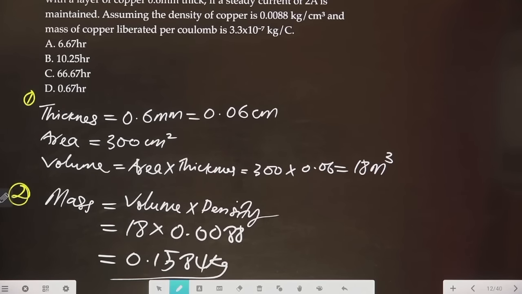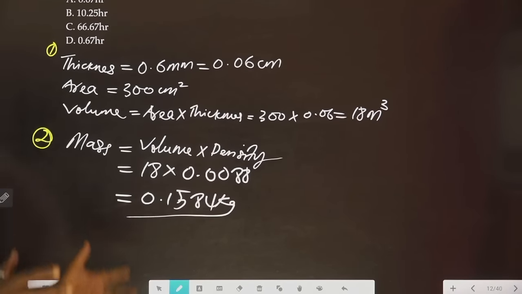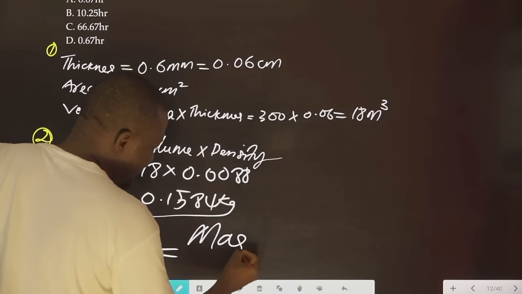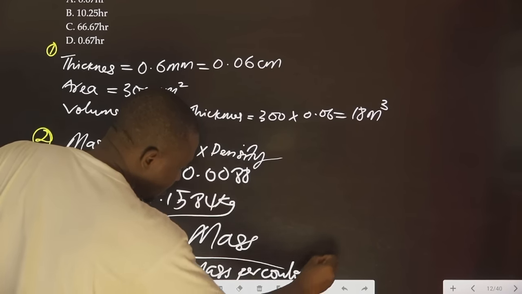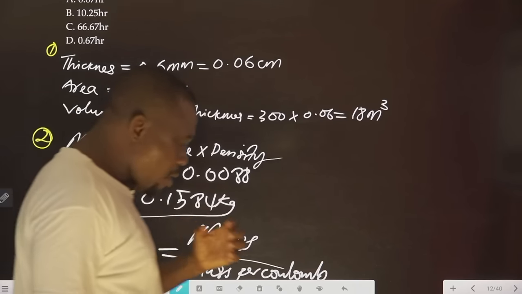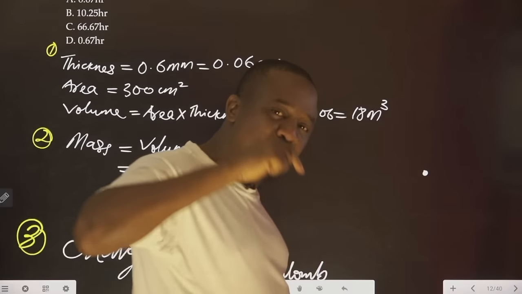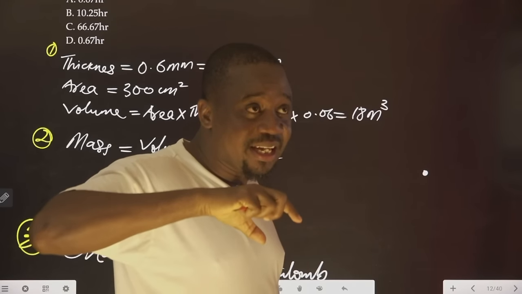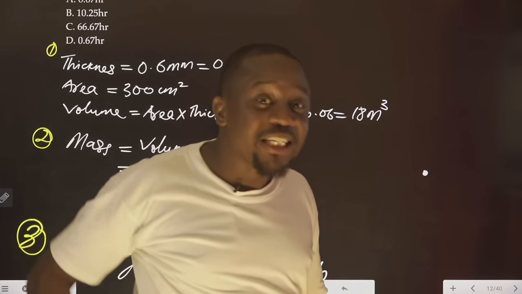Now we need to get the total charge required to deposit in this copper. The total charge that is required to deposit in this copper, that's what we need to get now. So the third step now is to get the total charge, that is mass, and mass per coulomb. Mass per coulomb is like the minimal unit you will find per coulomb. It's like per square meter. If you're building a house, for instance, it is 20 per square meter. Then I say, what is 400 square meter?